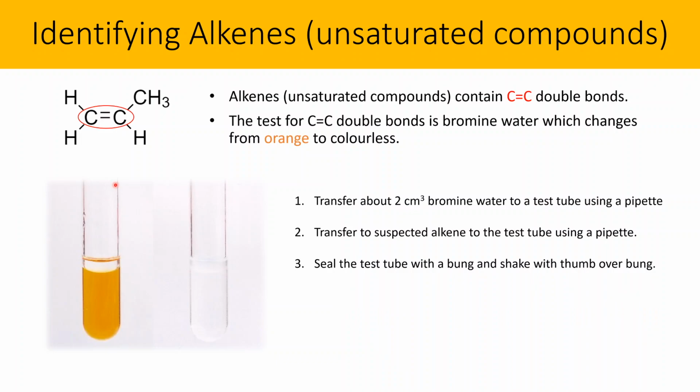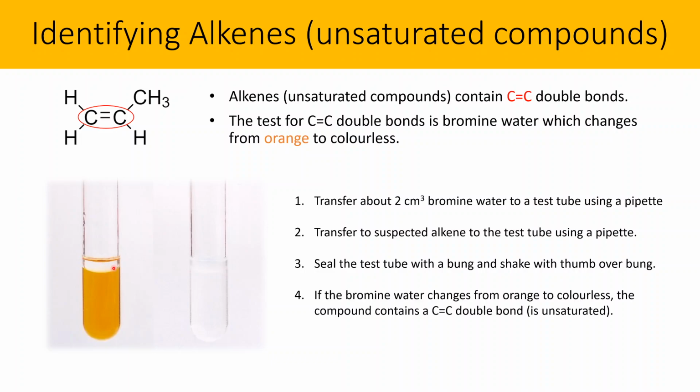Okay, put your thumb over the top, because organic substances are quite volatile, when you shake them, they evaporate very easily, and the bung can fire out the top and cover you in bromine water and that alkene, which isn't very nice, because both of those can be a little bit toxic, or respiratory irritants. And then, if it changes from orange to colourless, you know that your compound had a C=C double bond. It's unsaturated.